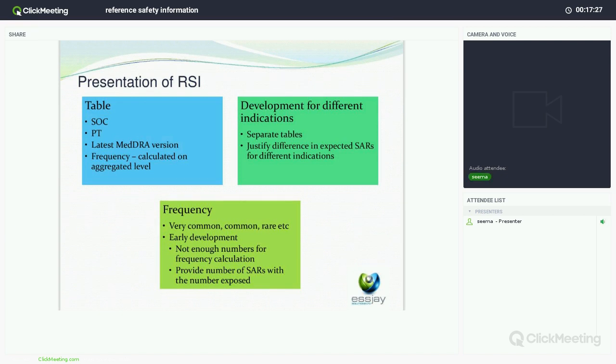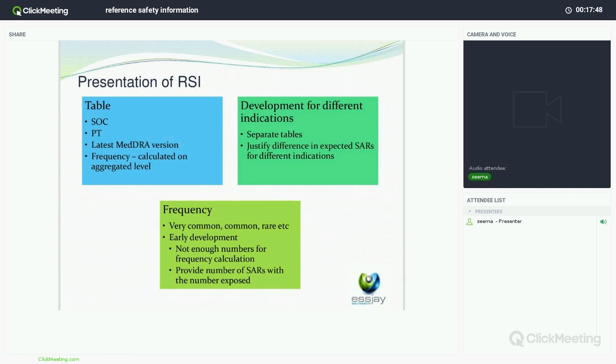Now, if you have different indications and you think that there is going to be a difference with regards to the expected events that you would see, then you should present separate tables and again justify as to why you would have that difference for the different indications. That should also be presented in the cover letter that goes to the National Competent Authority.